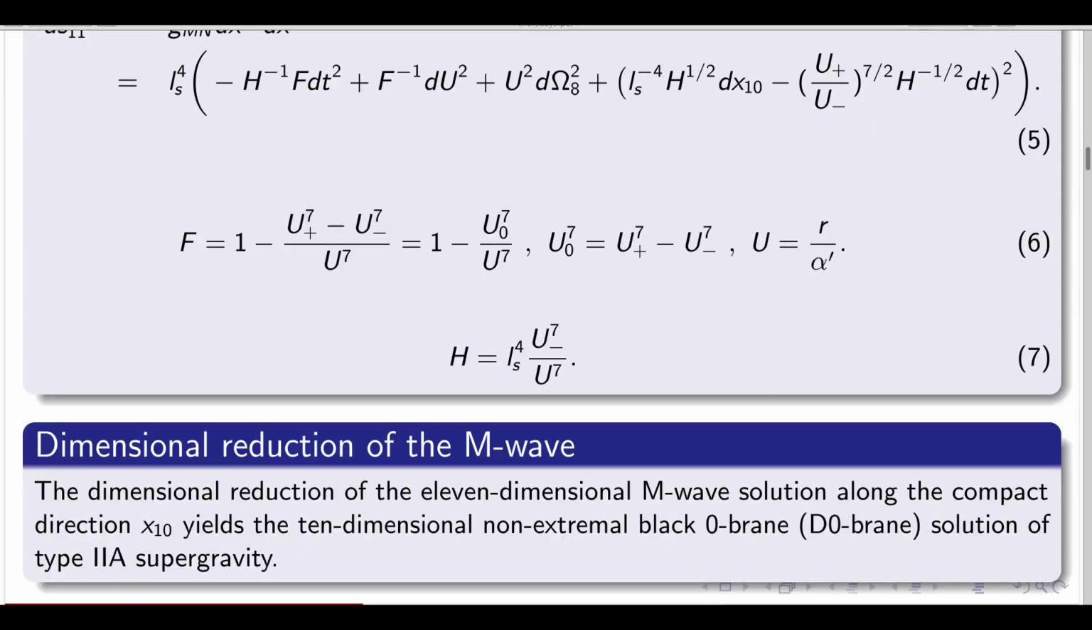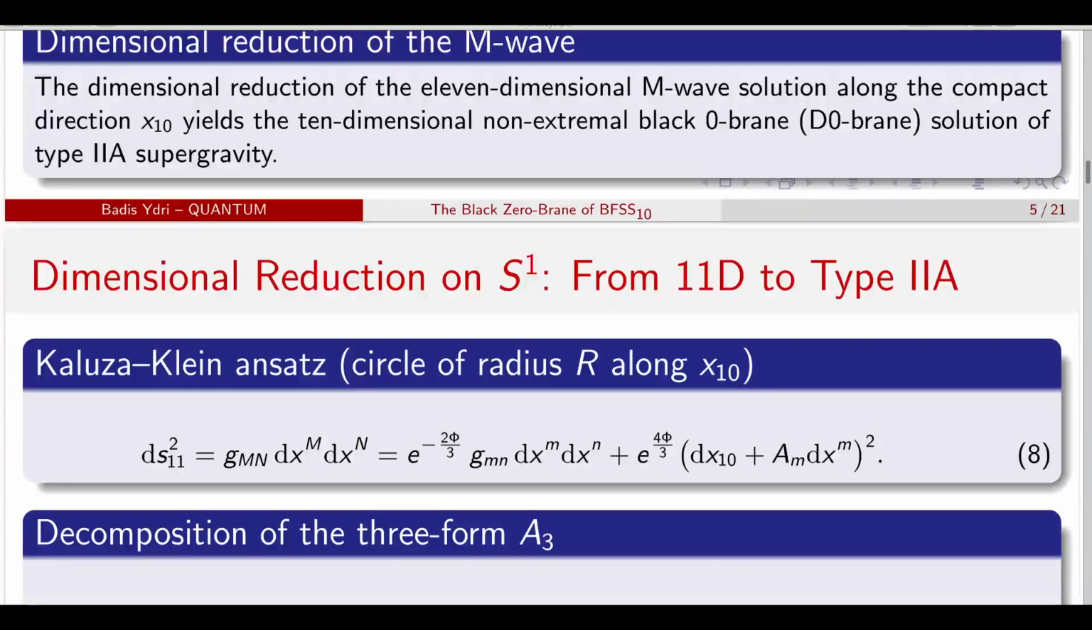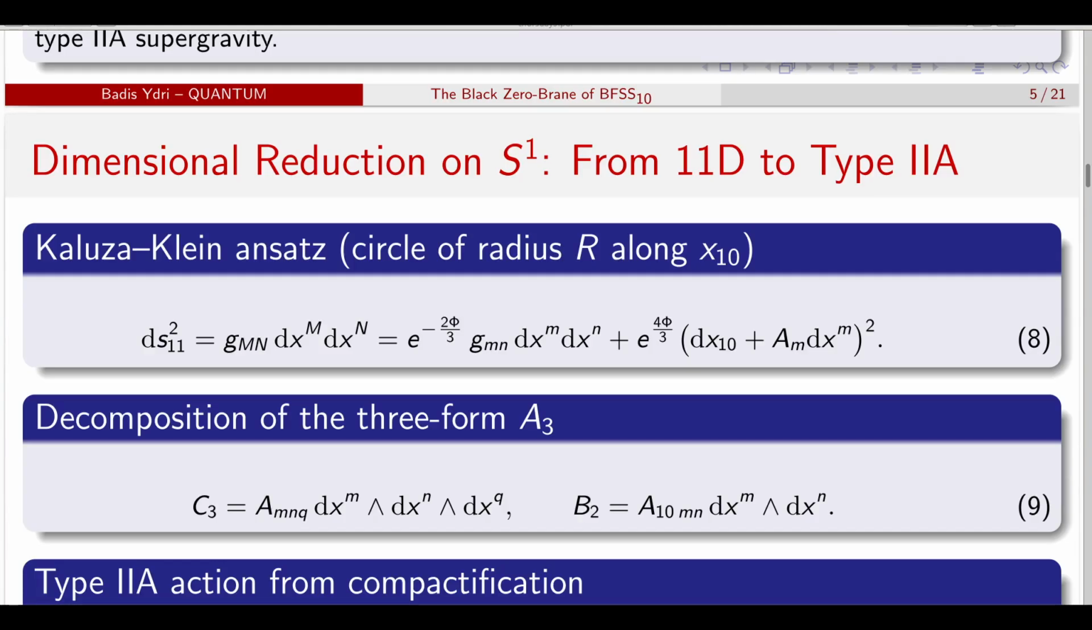Physically, the M-wave represents a gravitational wave in 11 dimensions carrying Kaluza-Klein momentum along the compact circle. When we perform dimensional reduction along this direction, we obtain the 10-dimensional non-extremal black zero-brane, or D0-brane solution of type IIA supergravity. This reduction maps the momentum charge of the M-wave to the Ramond-Ramond charge of the D0-brane, establishing the precise link between the 11-dimensional and 10-dimensional pictures. We now describe explicitly the compactification procedure that connects 11-dimensional supergravity to type IIA supergravity in 10 dimensions.